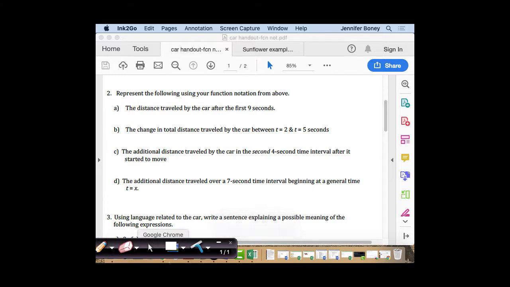So the distance traveled by the car after the first 9 seconds. And again, the notation that we're using, D is the distance. If I'm using function notation, though, the function name that we're using is W. So if I want to use function notation to represent the distance traveled by the car after the first 9 seconds, any thoughts or options on that? There's a couple different ways we could write that.